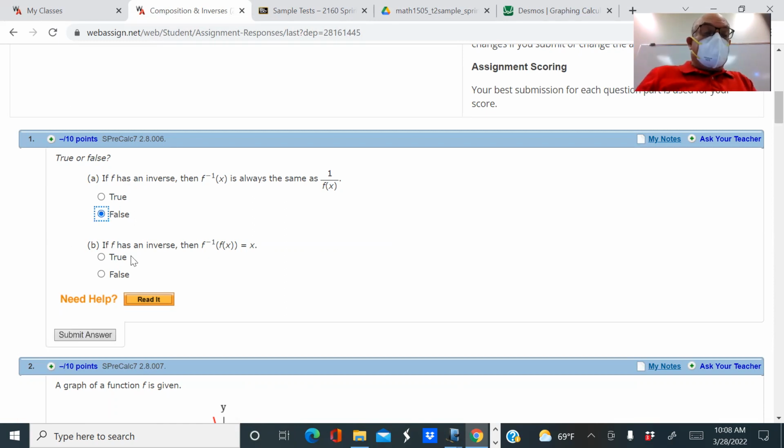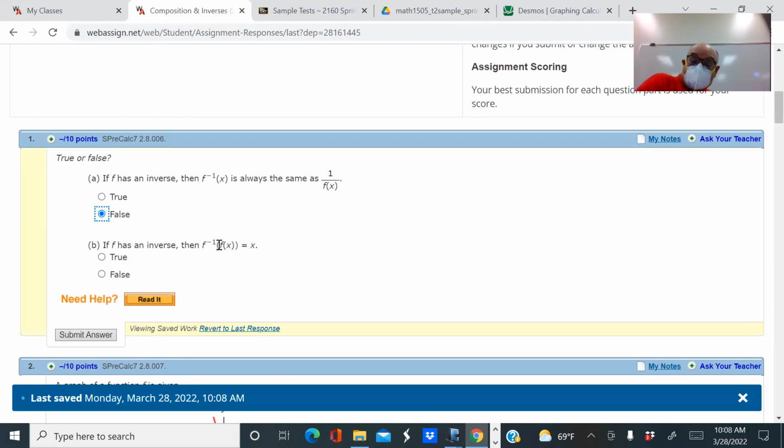And then there's this problem, part B, which again is just true or false. It says if f has an inverse, then f inverse composed with f of x, this is composition, right?